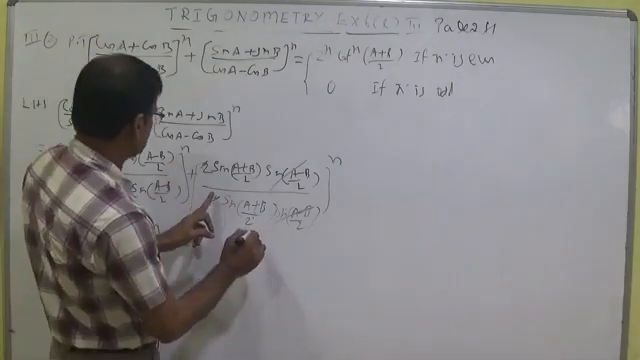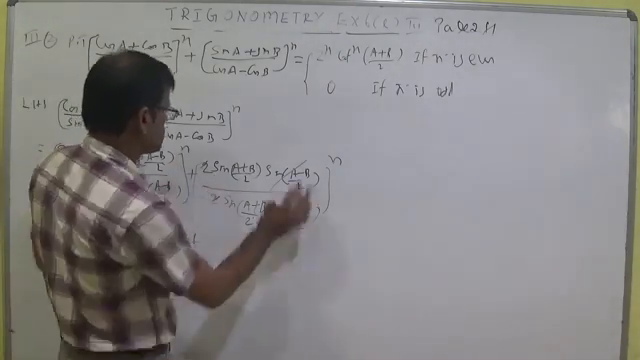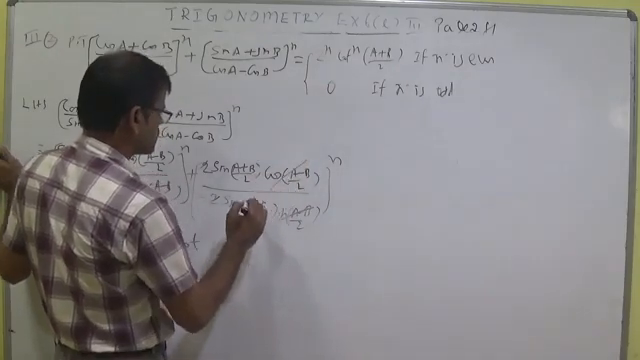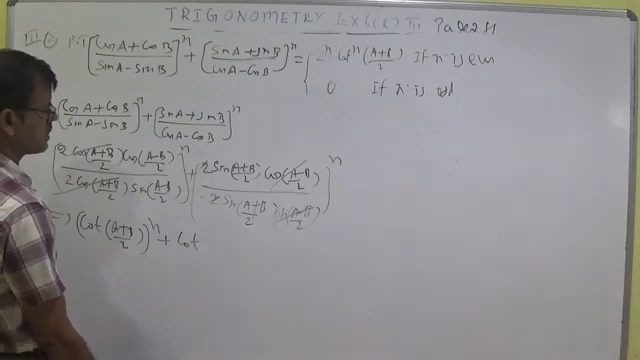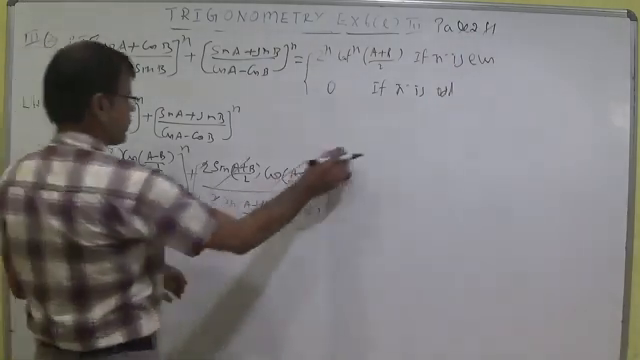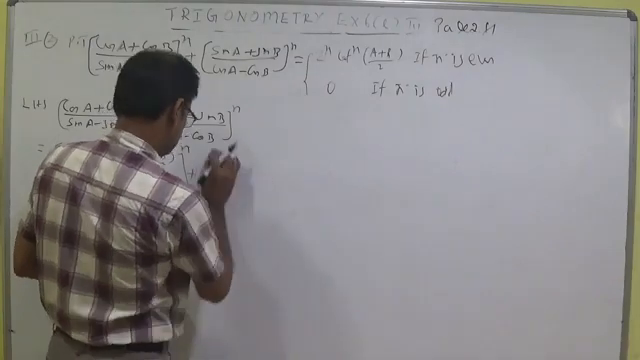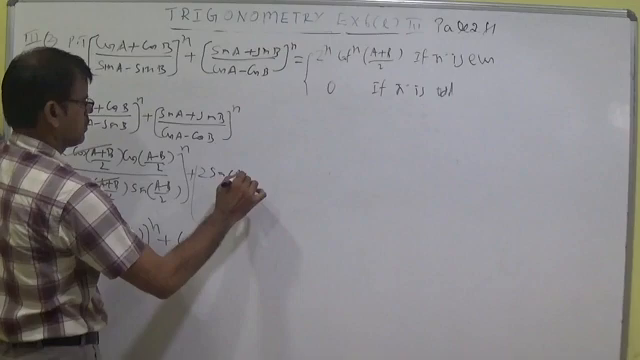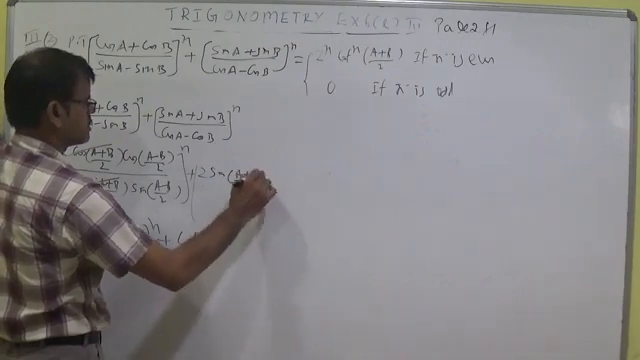Here also, sin C plus sin D, students, is 2 sin of (C plus D) by 2 cos of (C minus D) by 2. And 2 sin of (A plus B) by 2, the sin of (A plus B) by 2 will cancel. Sin C plus sin D formula: 2 sin of (C plus D) by 2.